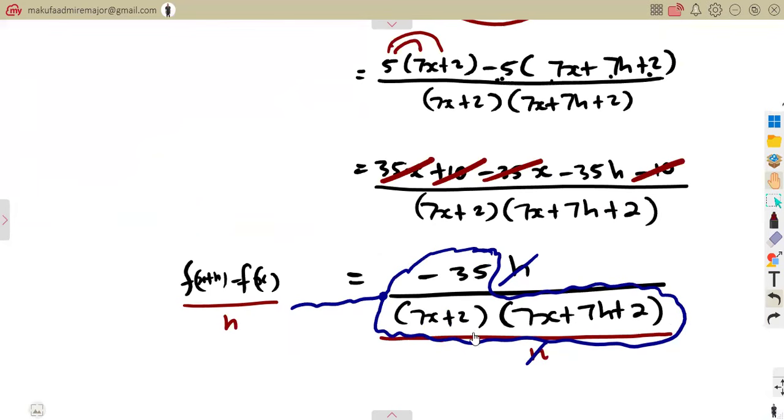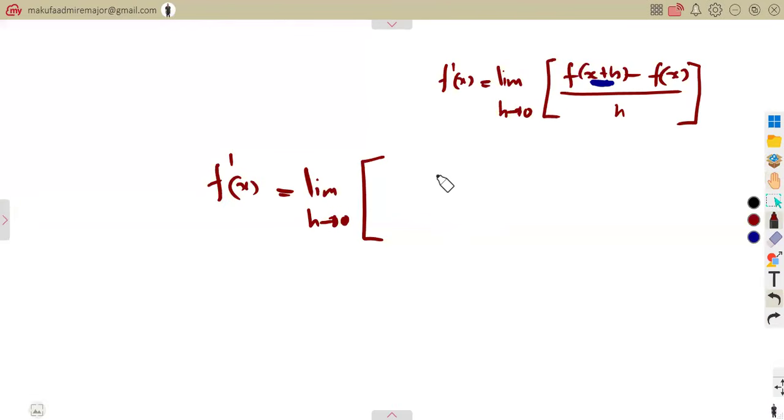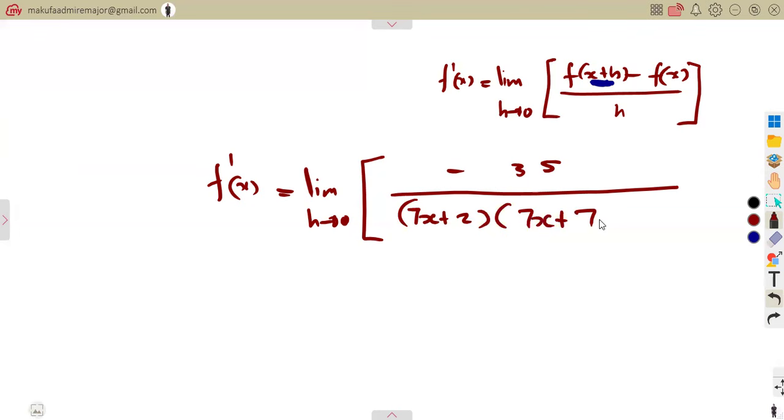From the fractions, we are taking this part of our fraction as it is. We have subbed everything. So we are taking this as it is. All right. So that was minus 35. Minus 35. Remember the h cancelled there. So this was into 7x plus 2 into 7x plus 7h plus 2, like this. Okay. From this, we are given as h is approaching 0. Meaning to say where there is h, we are going to put a 0.